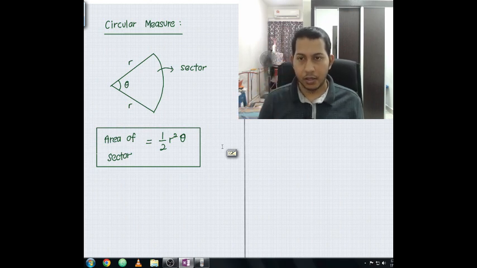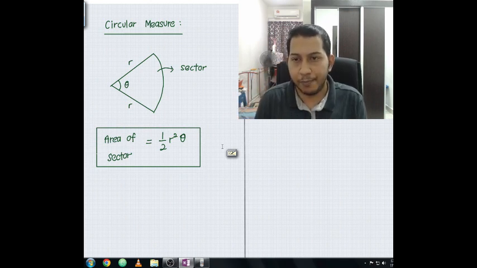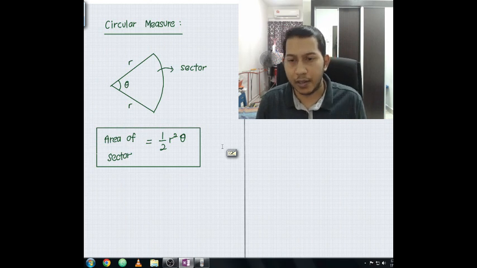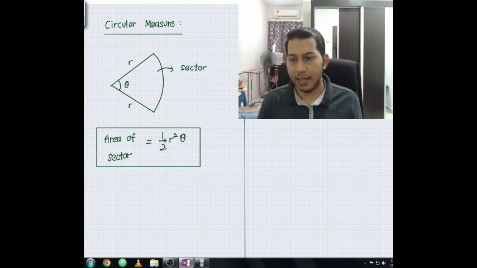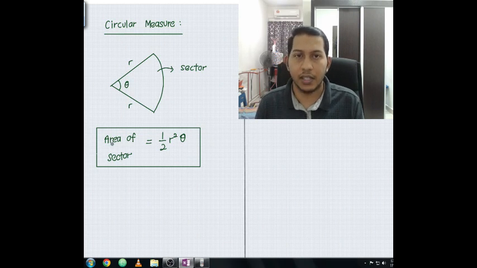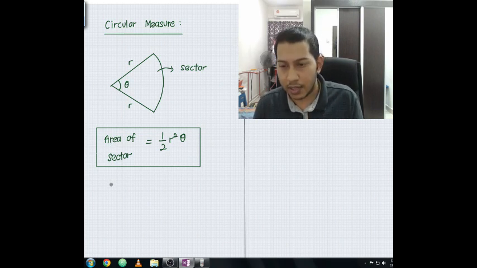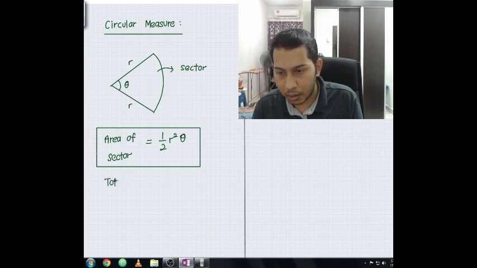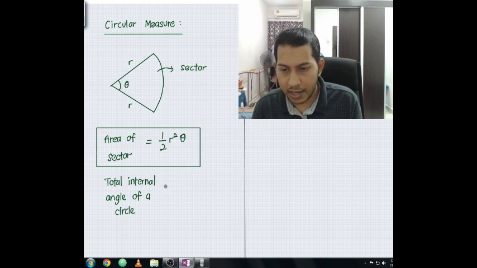If I just leave it this way, you might not be able to appreciate this formula. So how are you going to strongly prove that the area of sector formula is applicable? Let's say, for example, we take the total internal angle of a circle.